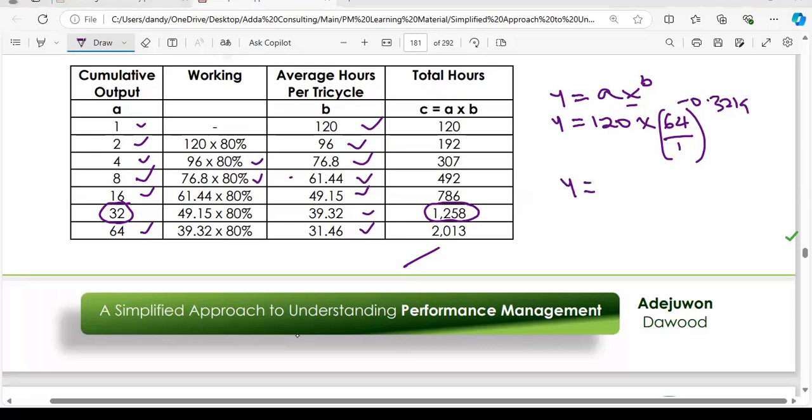Mathematically, use your calculator and get the final answer. For example, 64 raised to power minus 0.3219, then multiply by 120. That's 31.46 hours per unit. Is it not the same thing with what you have here? I've already told you, whether you use formula or you use tabular method, you are going to get the same answer. Okay, so, thank you, sir. You are welcome.